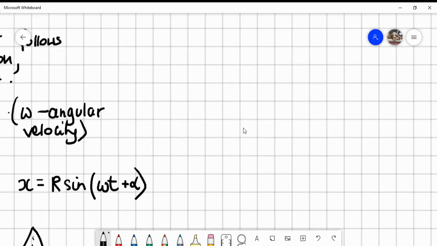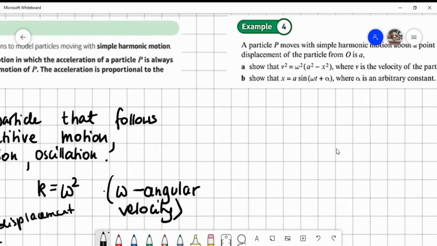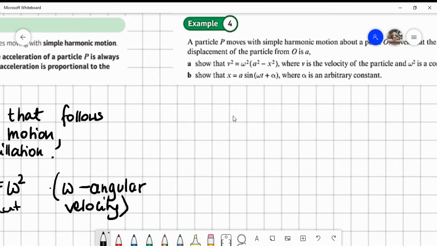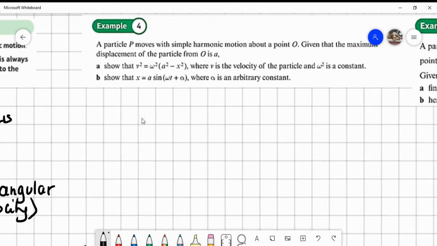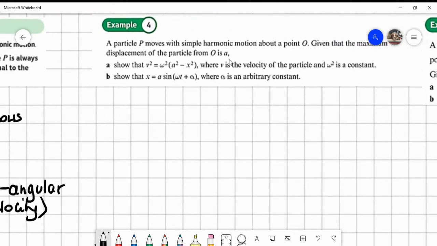So the first example, I think it's example 3, no, example 4. Over here we've got a particle P that moves with simple harmonic motion. As soon as they write simple harmonic motion, I'm going to write down what it means. It means that x double dot is equal to, you can put minus k, but I'll put minus omega squared x this time. I also will write down the result from before.